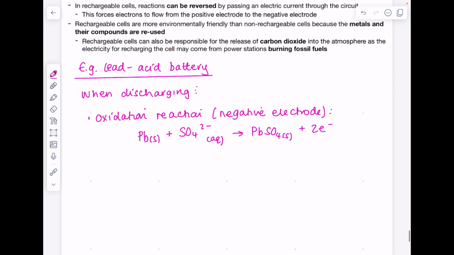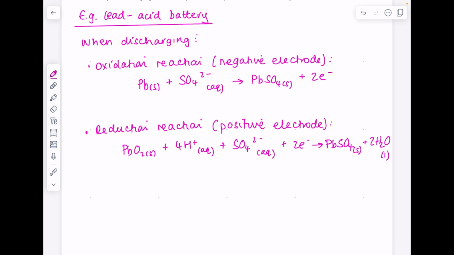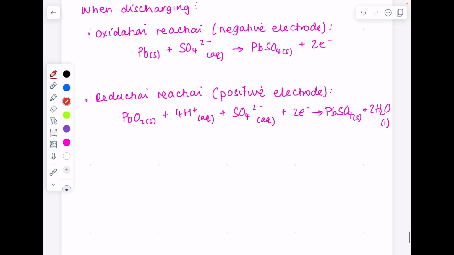Your reduction reaction now, which occurs at the positive electrode, the anode. Lead oxide reacting with hydrogen ions, which remember have been donated by the acid. There's reduction taking place with the addition of 2 electrons. So what is our overall equation? Well, look, the electrons balance, which means we can just add the 2 equations together.